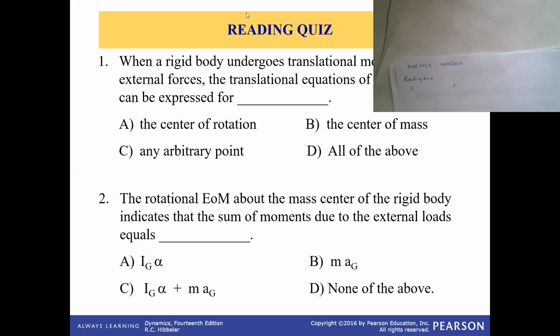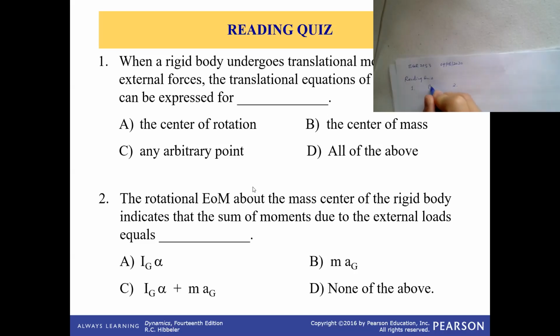I think most of you have some of your responses, so we'll close out the quiz and move on. Let's take a look at the first one. It says when a rigid body undergoes translational motion due to external forces, the translational equation of motion can be expressed for... We can apply the translational equation of motion on the center of mass. So this one will be B.